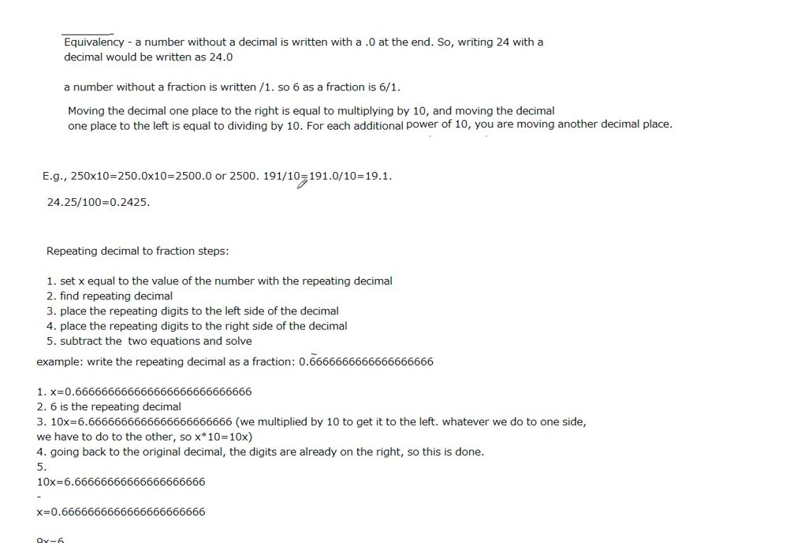So we have 191 divided by 10, which is the same thing as 191.0 divided by 10, which is 19.10 or 19.1. You can remove the ending 0 at the end of a decimal if there's no digits after it.